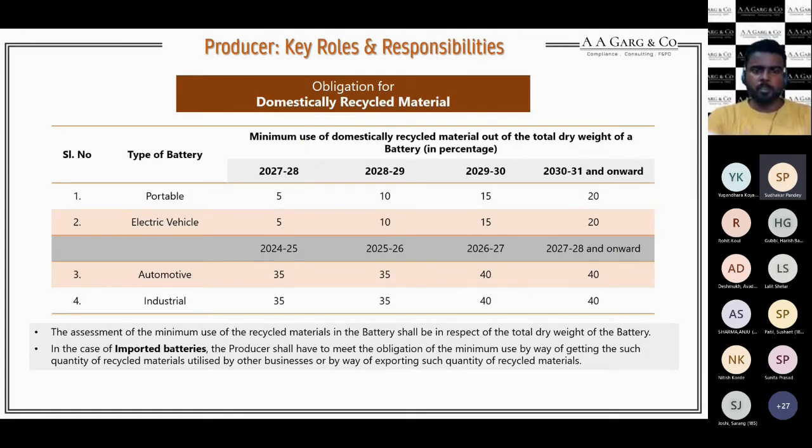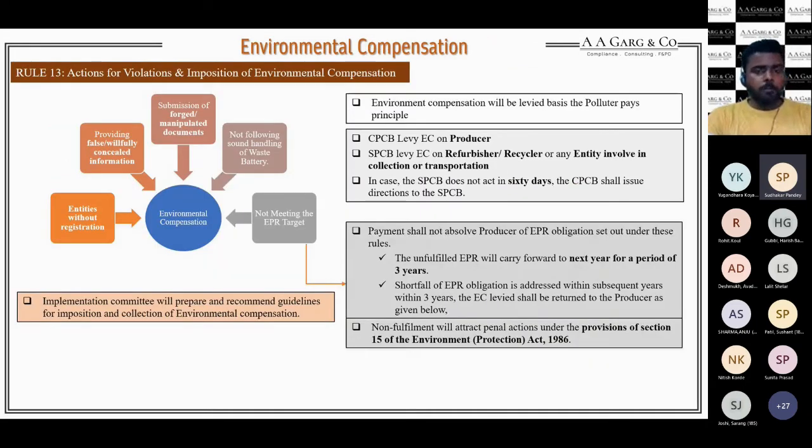Right. So this is related to the obligation of the domestically recycled materials. Now there is this environmental compensation as per Rule 13 that needs to be understood. Firstly, I will take you through when this environmental compensation will be levied. It will be levied if you are operating your business without registration. If you are providing false or willfully concealed information during the filing of the registration, or if you are submitting a forged or manipulated document, then also the environmental compensation will be levied.